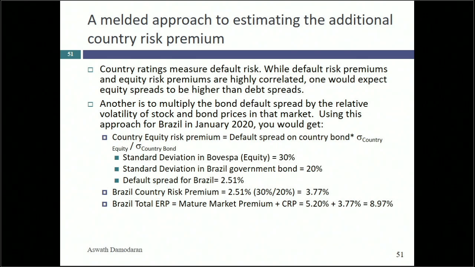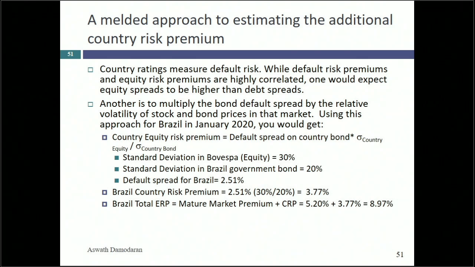I'm going to take two markets in the same country. Instead of going outside the country, in the case of Brazil, I'm going to take the Bovespa, which is the equity index, and I'm going to come up with the standard deviation of 30%, just like I did before. But now, instead of looking up the standard deviation for the S&P 500, I'm going to look up the standard deviation of that Brazilian government bond. Remember the one I got the 2.51% default spread on? That bond, let's say, has a standard deviation of 20%.